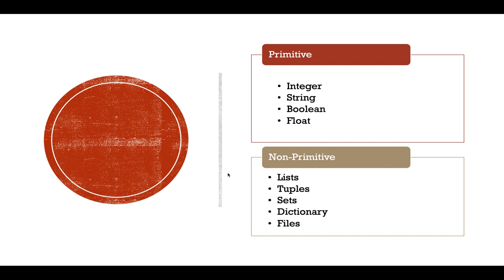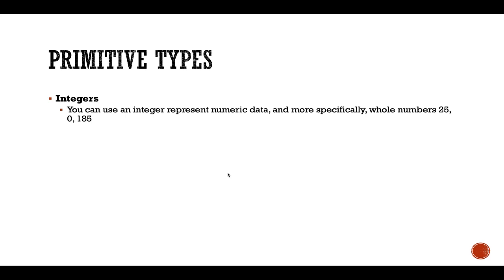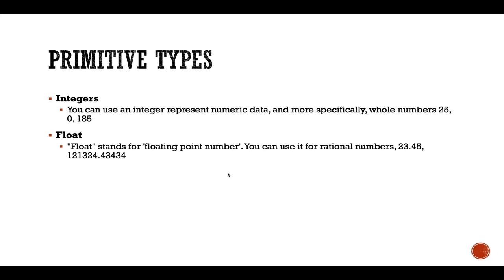Now let's move on and discuss them in brief. First of all, primitive types. The first one is integer. Integer is numeric data, whole-number data, that can be stored in integers. Examples could be 25, 0, 1, 2, 3, 4, 5. Anything which does not have a decimal point. Next is float. Float means it has a decimal point. So you can store data with decimal points like 23.45 and other numbers involving decimal points.